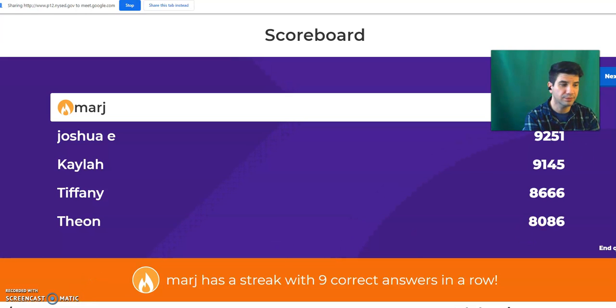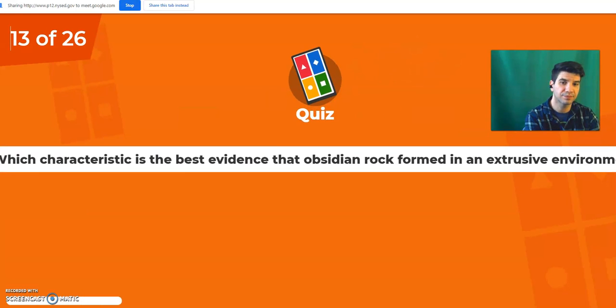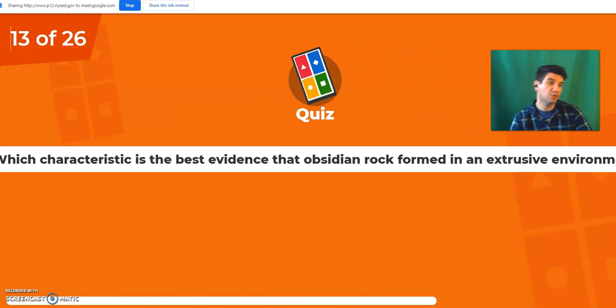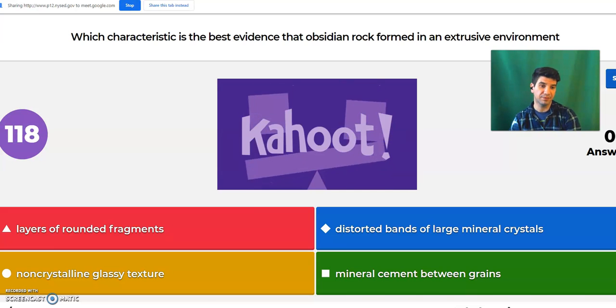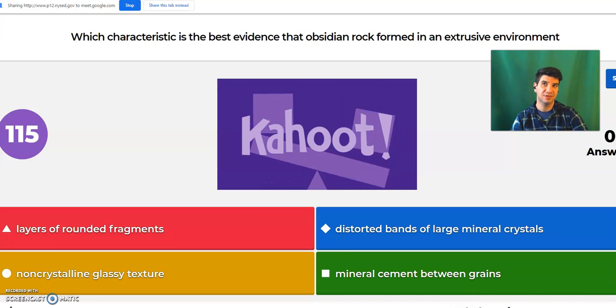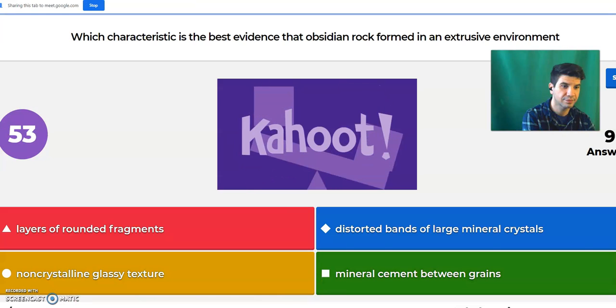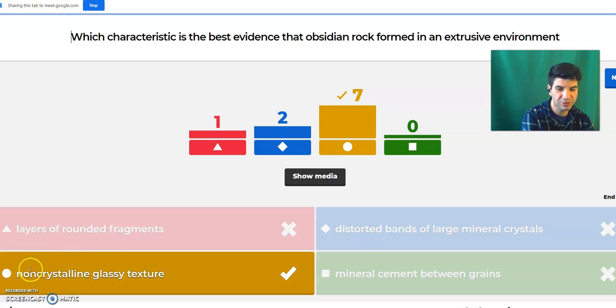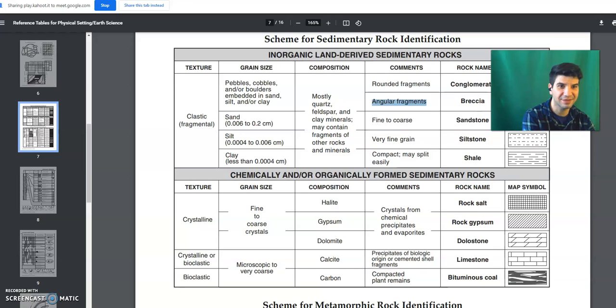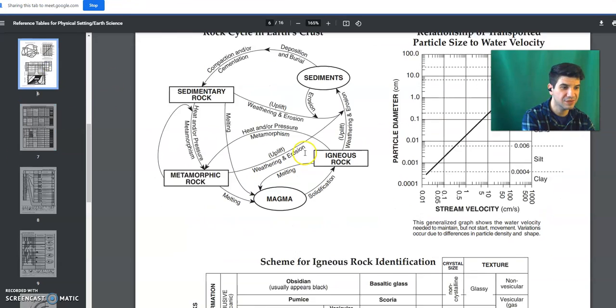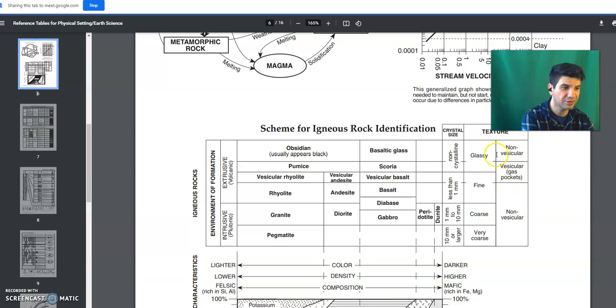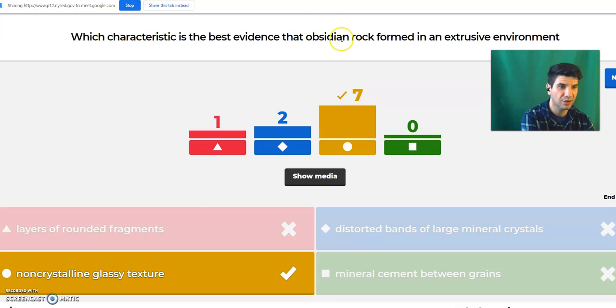Which characteristic is best evidence that obsidian rock formed in an extrusive environment? ESRT page 6. Screen froze. Extrusive environment, non-crystalline, glassy texture. ESRT page 6. Non-crystalline, glassy, right? And that would tell us because it's obsidian, it's extrusive. All right, and that is it. We're going to wrap up the game for today.